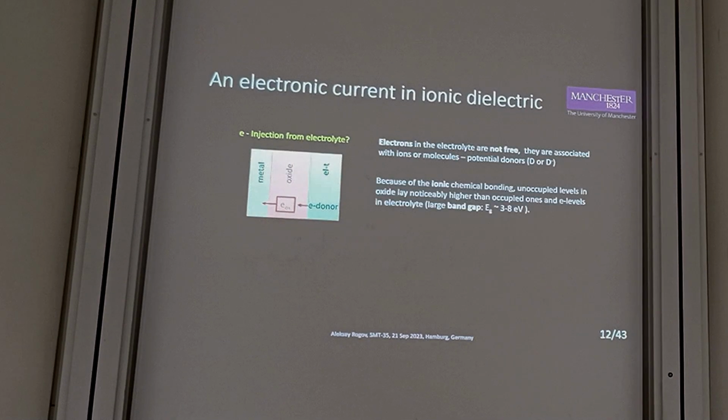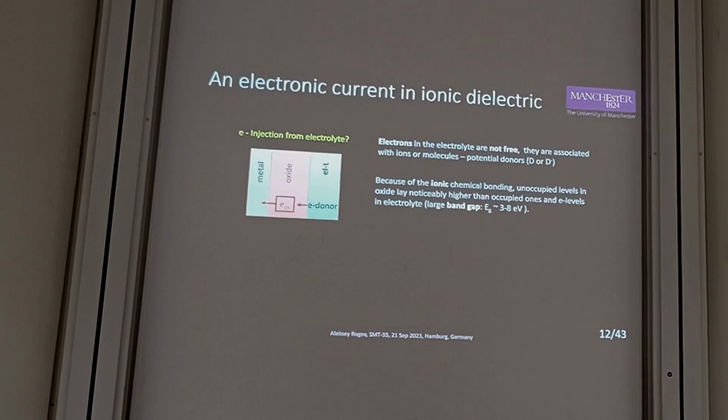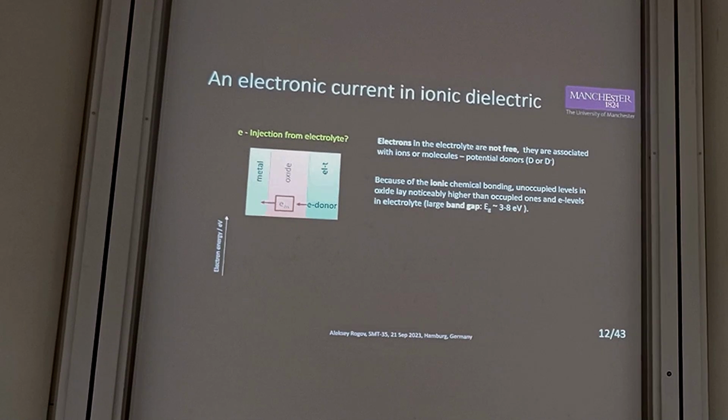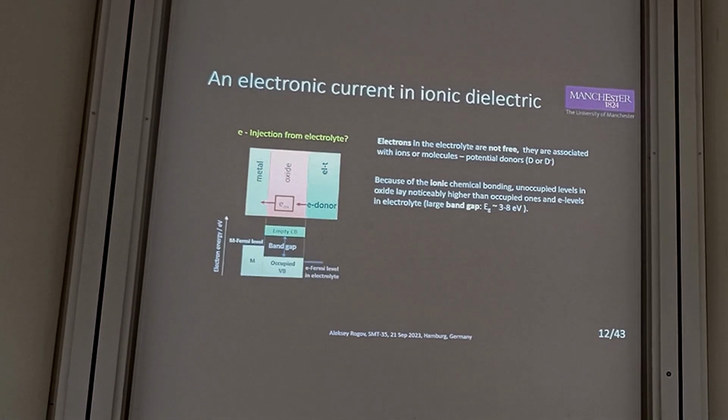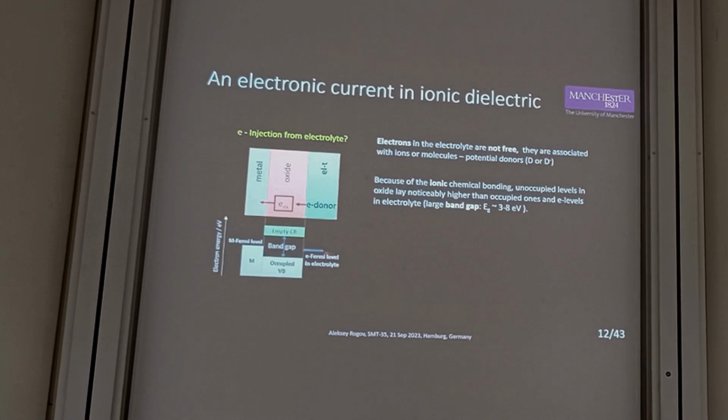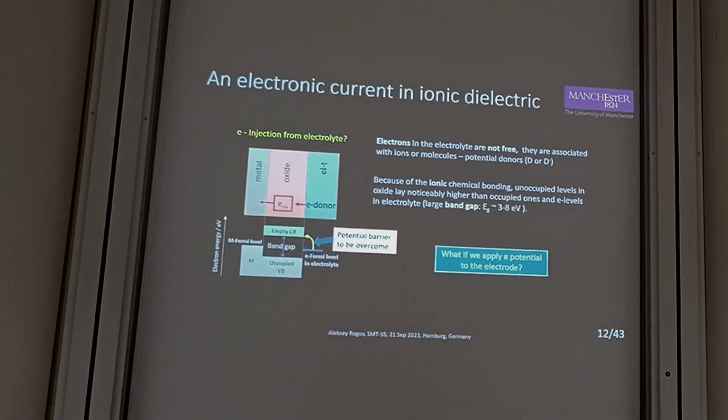So why can't we have an electronic current in the anodic direction? The problem is that electrons, both in oxides and in electrolytes, are not free, they are associated with molecules of solvent or with anions in oxide. So if we consider the band diagram of this triple junction, we will see that the Fermi level of the electrolyte species and the bottom of the conduction band are separated by a significant potential barrier. However, we know that the energy of the electrons is directly connected with the potential of the electrode.